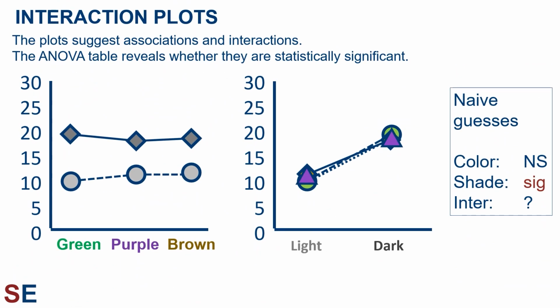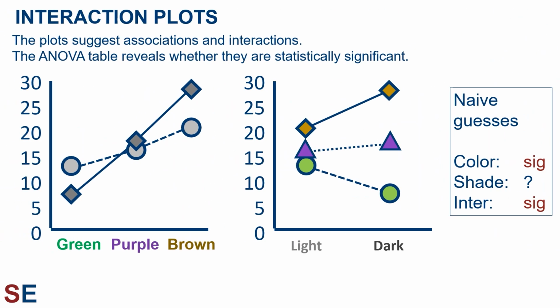These interaction plots seem to show no real effect of the color factor. There's no overall trend as we move from green to purple to brown. There does seem to be an effect of the shade factor, however. For the interaction, it sort of looks like the effects of going from green to purple depend on the shade. If the shade is dark, the means decrease, but if it's light, they increase. While the lines are not parallel, they're only slightly different, so it's hard to know whether the interaction would be significant or not. It's cases like these where the ANOVA table is most important.